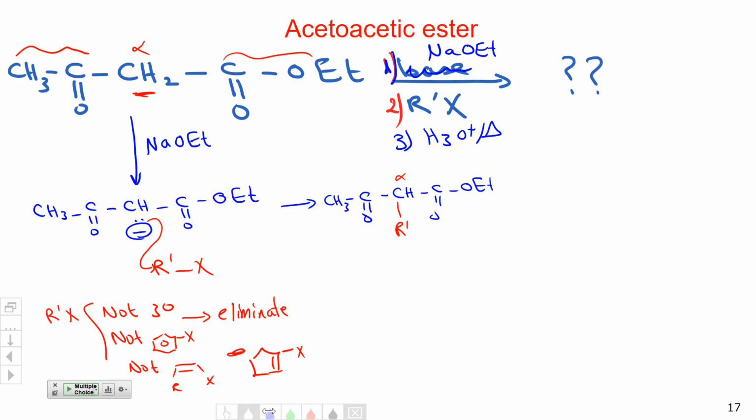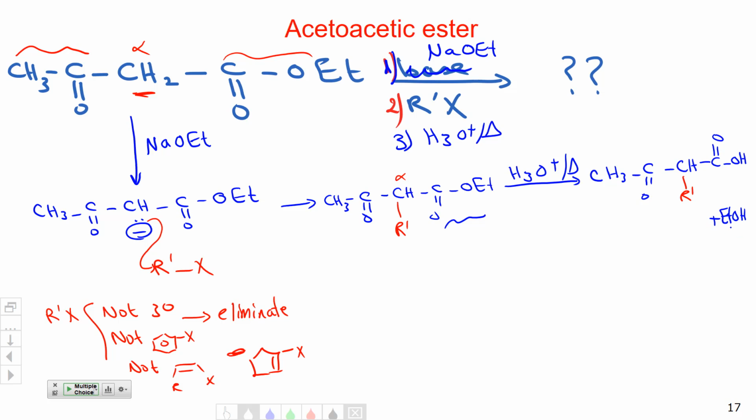Then the last step, which is H3O plus heat, is changing the ester into a carboxylic acid. It's not going to change the carbonyl of the methyl ketone into a carboxylic acid. So the result of that is CH3CO CH R prime, and this changing to carboxylic acid plus 1 ethanol.